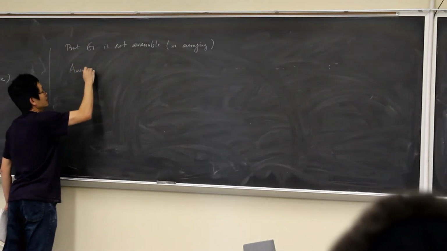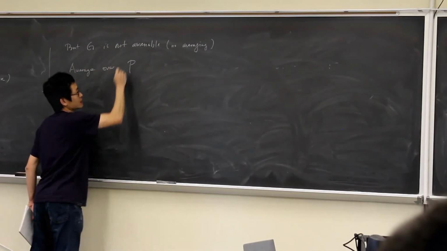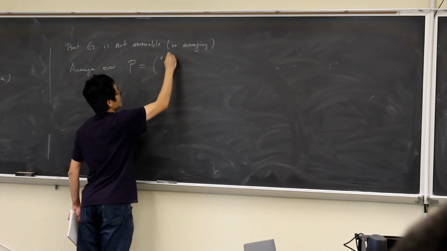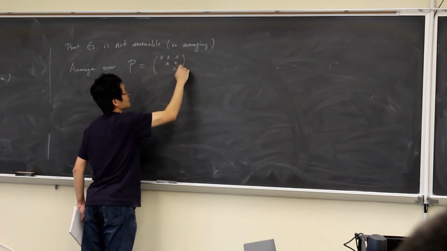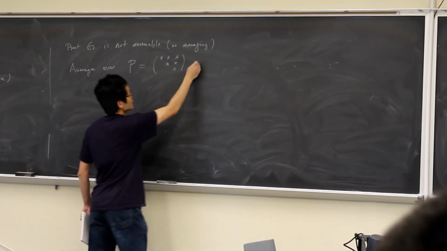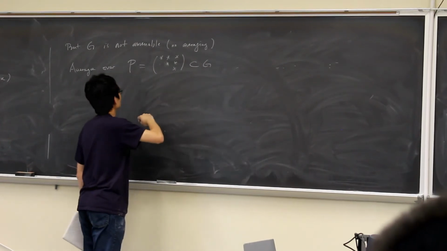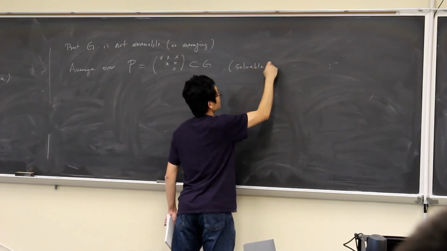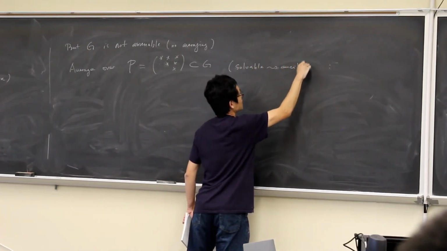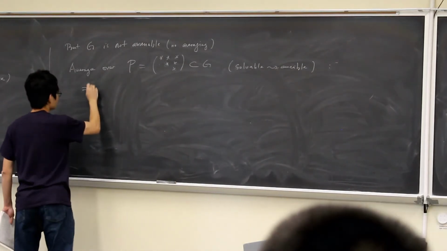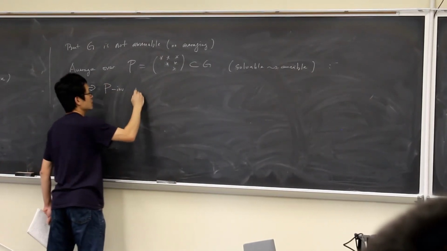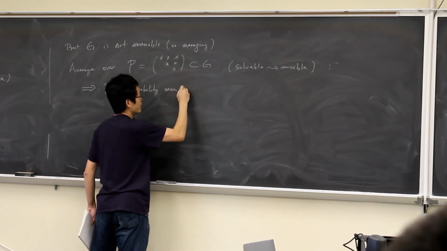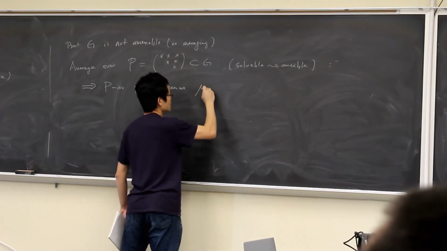Let's average over P instead, where P is this upper triangular group inside G. It's solvable, and so amenable. This will give us a P-invariant probability measure mu tilde.